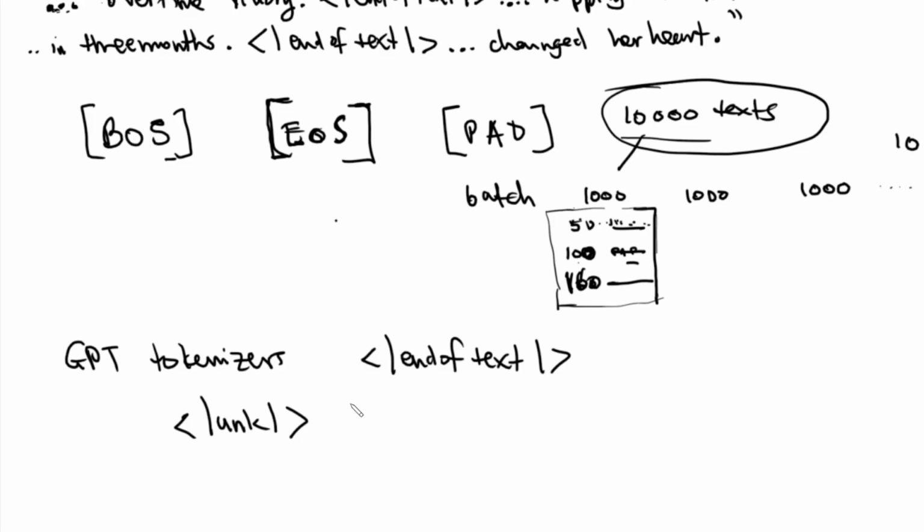The reason for that is they use something called byte pair encoding, and that is what we are going to explain in the next video. So stay tuned for that video.